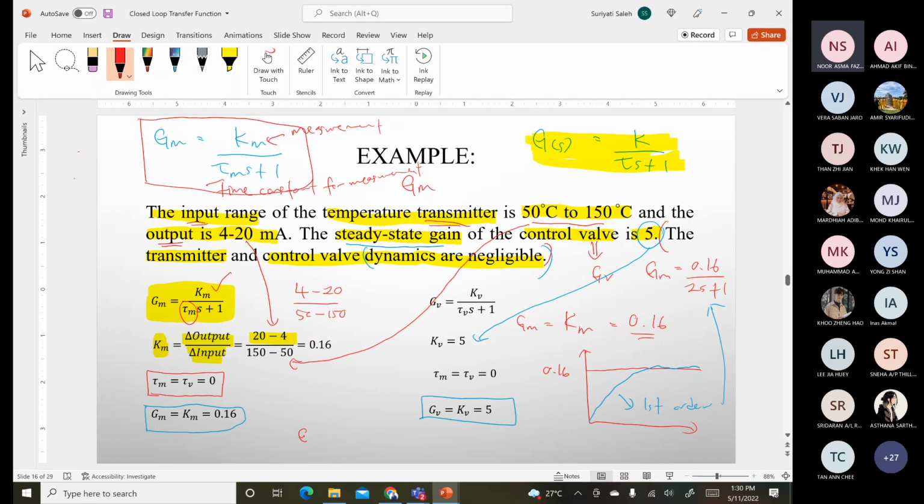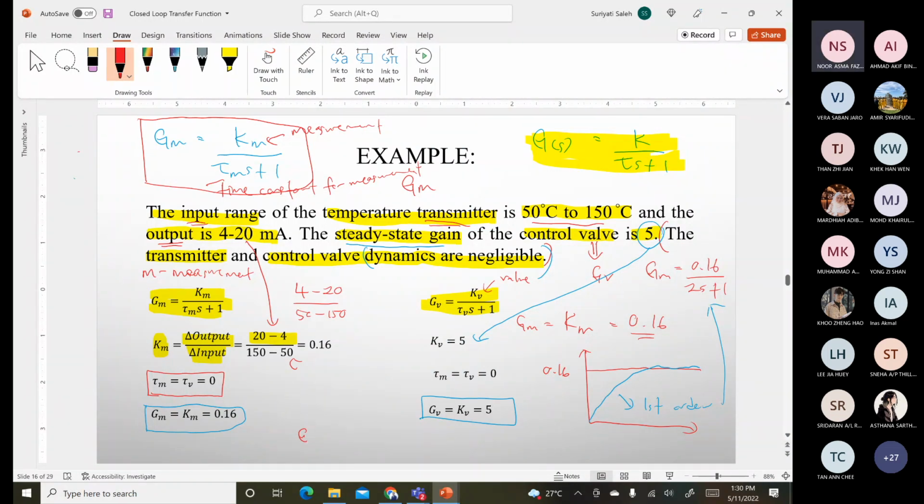Because in this case, you can see sometimes the GM is first order. You can refer to this one and this one. Both are first order. So I put the subscript M and V. M stands for the measurement, and the V here stands for the valve. So in this way, you will not get confused.